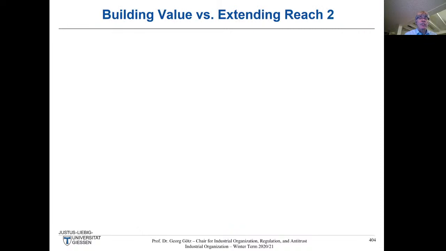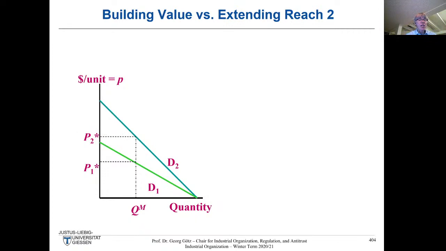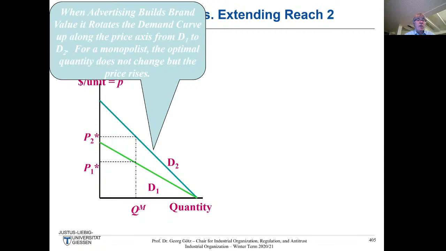Probably it's easier if we just look into the diagram, what we mean here by brand value versus extending reach. It is pretty much related to what we discussed in terms of how product quality affects willingness to pay and demand curves. If that's the original demand curve, the D1 here, building brand value means just that the willingness to pay of existing consumers increases. This is like an increase in product quality. When advertising builds brand value, it rotates the demand curve up along the price axis from this point. And what we previously saw in this case, at least if marginal costs are zero, is that the monopolist would not change quantity, but would just increase price. So if you convince the guys by means of advertisements that this Rolex is really great, they just will have a higher willingness to pay.